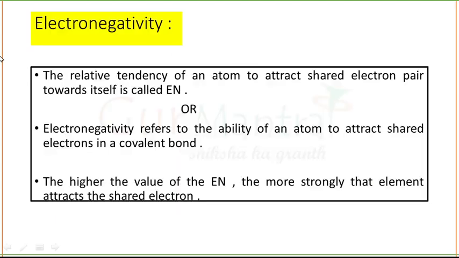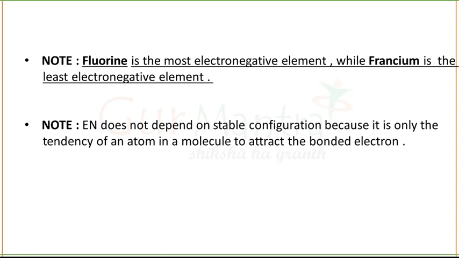Next topic is electronegativity. Electronegativity is the ability of an atom to attract the shared electrons in a covalent bond. As you know, covalent bonds are formed by sharing electron pairs. So basically, electronegativity is seen in covalent compounds. The relative tendency of an atom to attract the shared pair of electrons towards itself is called electronegativity.